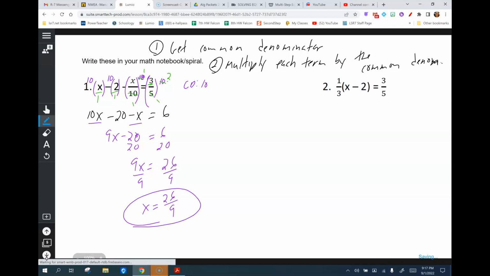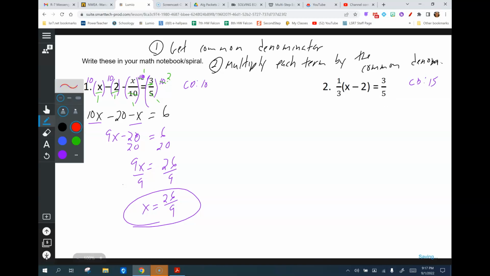Now on number 2, we're still going to do the same thing. What's our common denominator? Well, we only have a denominator of 3 and 5. So our common denominator is 15. So we're going to multiply every single term by 15. Oh, wait, or hold on. We can just get rid of that fraction to begin, and we can multiply by 15.